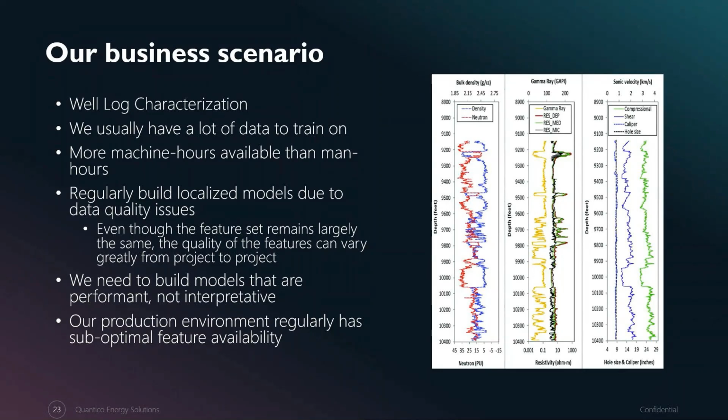One other requirement or characteristic of the scenario is we need to build models that are performant and not interpretive. What I mean by that is we just need models that give good results based off of our historical information. We don't need to understand how they're calculating sonics and densities in this case. And so with this scenario in mind, this is the way that we do automated feature selection.